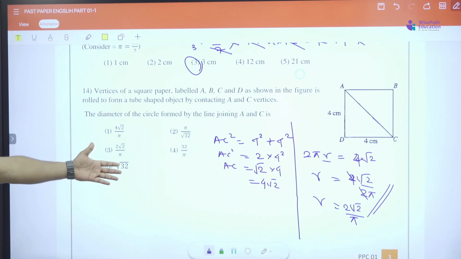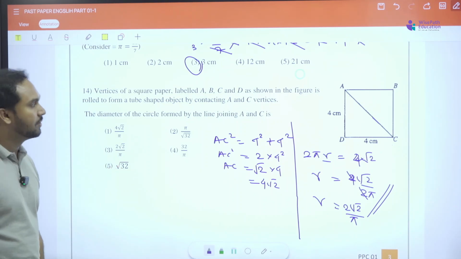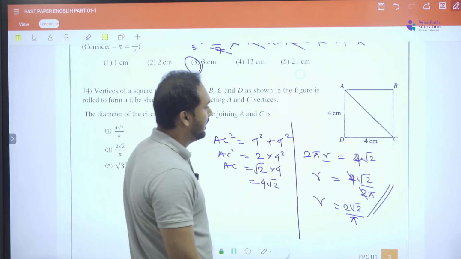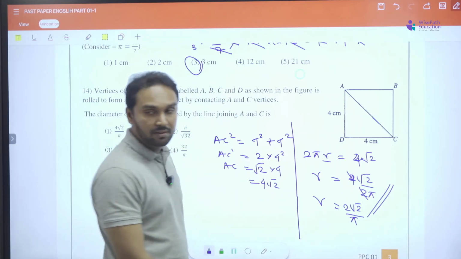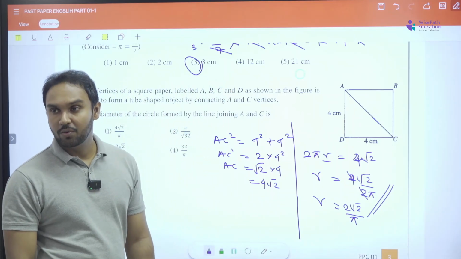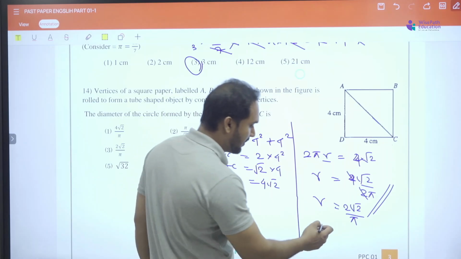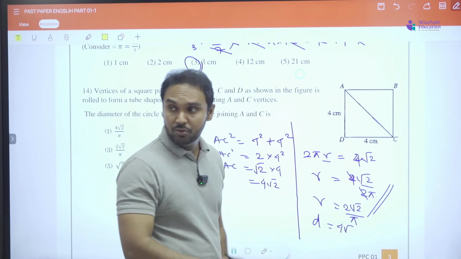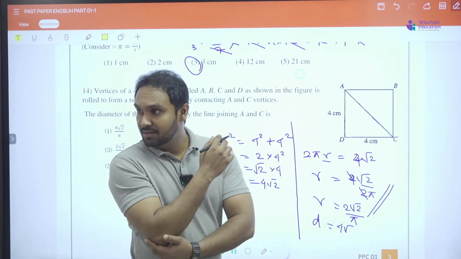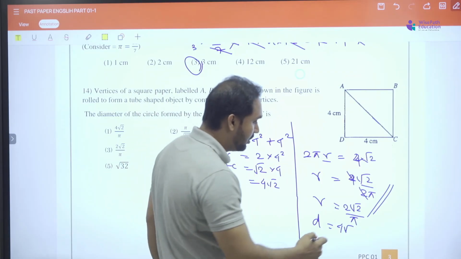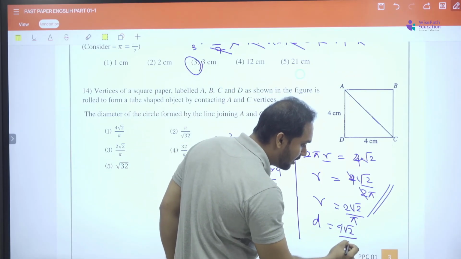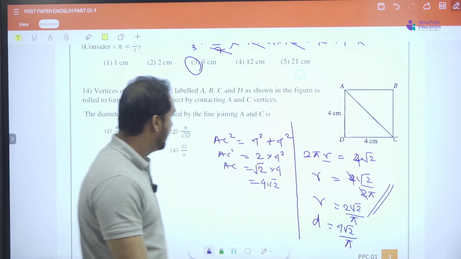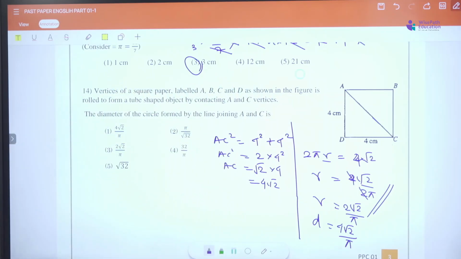Yeah, the diameter of the circle formed by joining A and C as a diameter can be 2 times this. That is 4 root 2 over 5, the diameter is 4 root 2 over 5. Now the ladies listen, right, 4 root 2 over 5, right? So is 4 root 2 over 5 there? That's there.